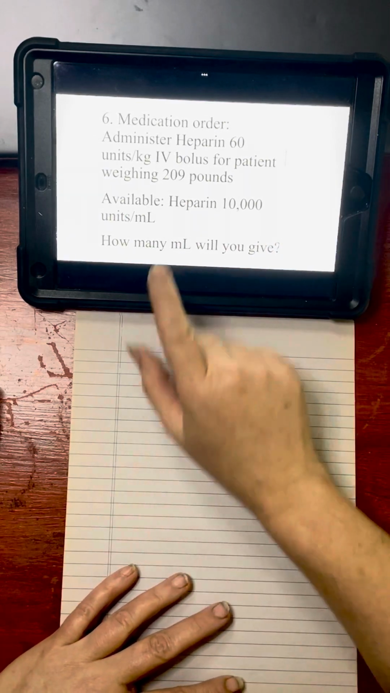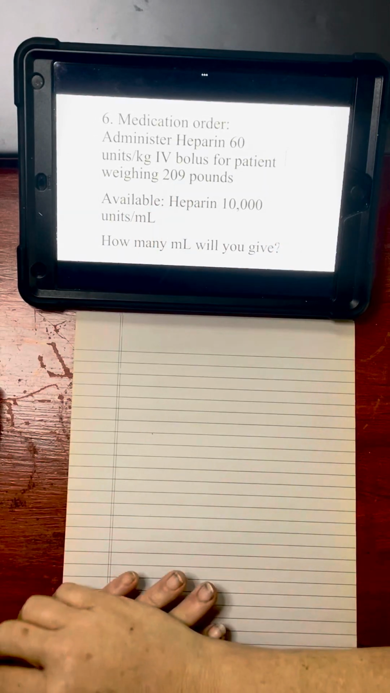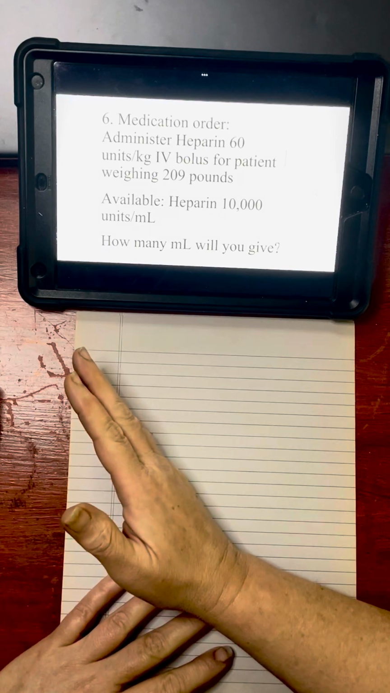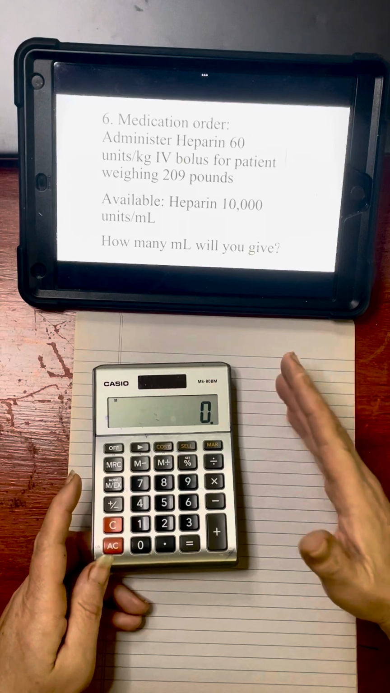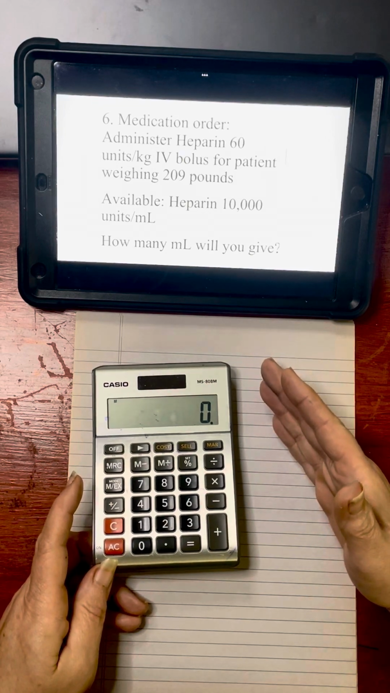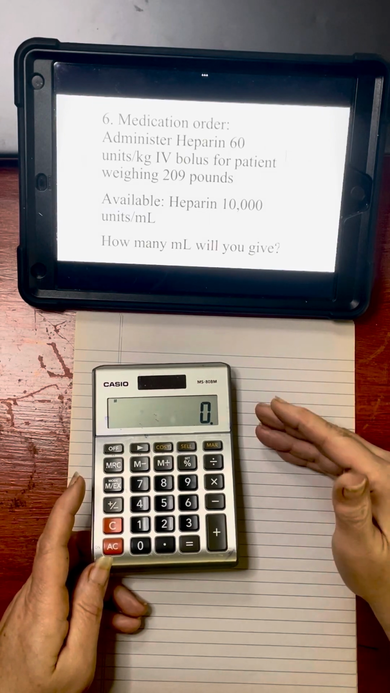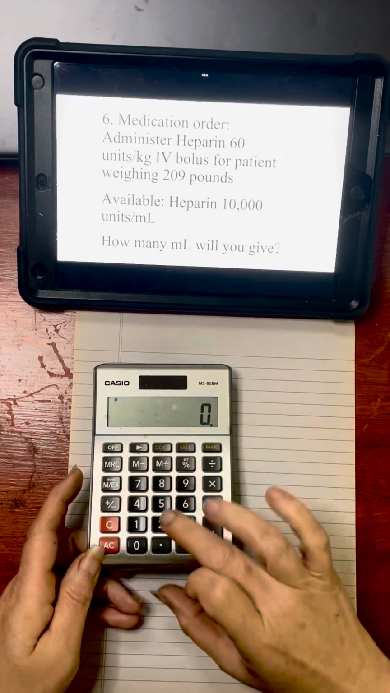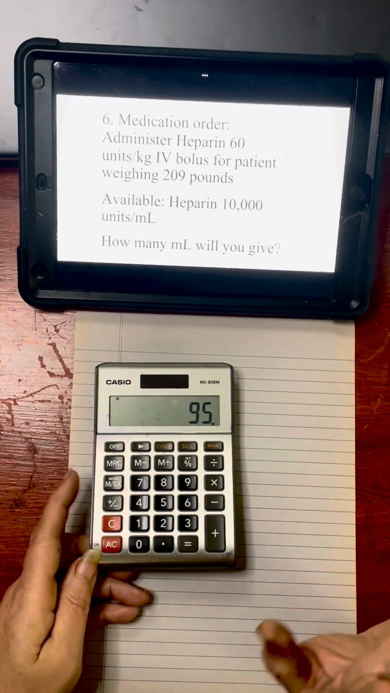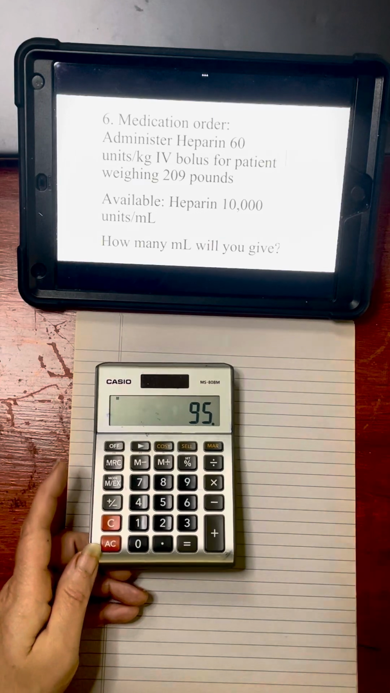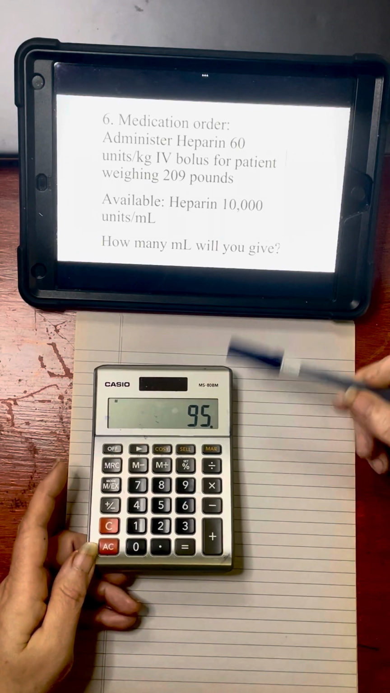Right out of the gate, you got to convert that pounds to kilograms. And you're always going to divide by 2.2. Because a fat girl wants to hear her weight in kilograms. Look at this. 209 divided by 2.2, 95 kilograms. Wouldn't you rather hear that?